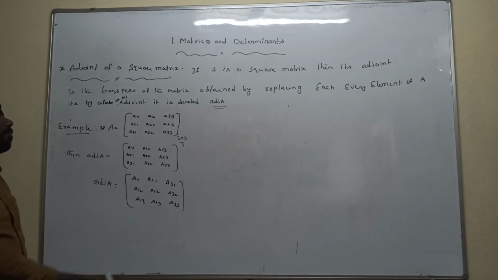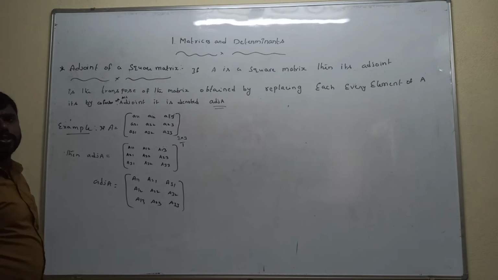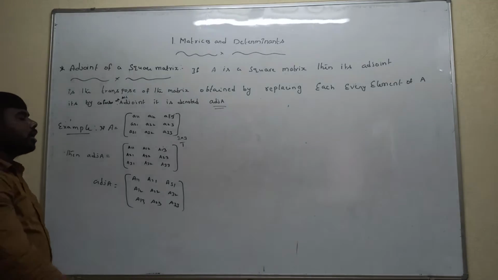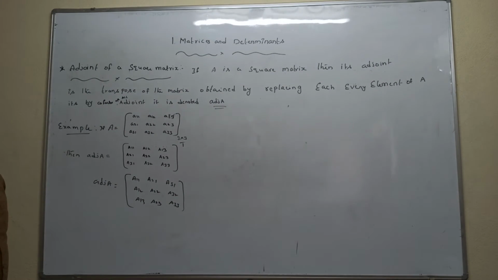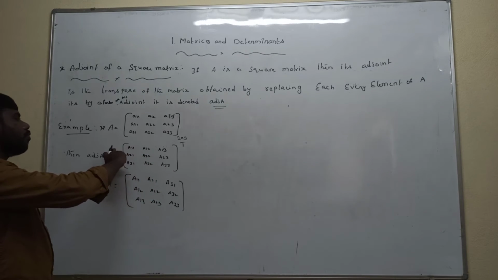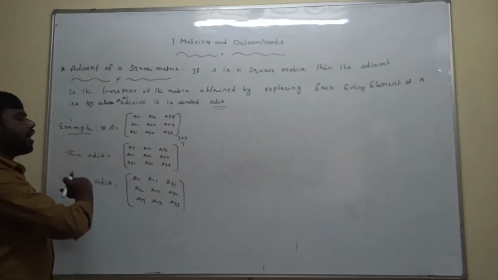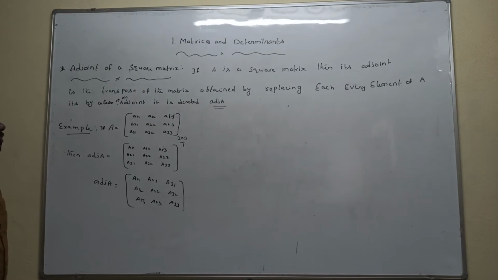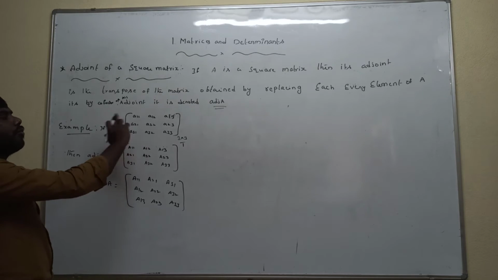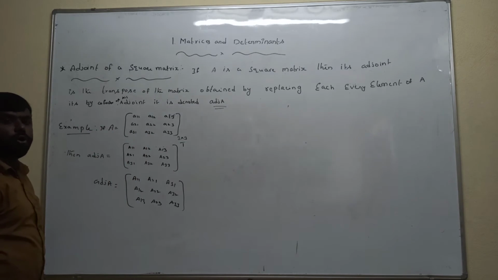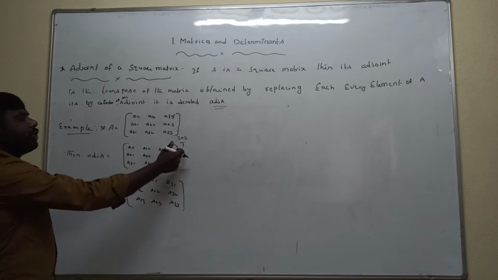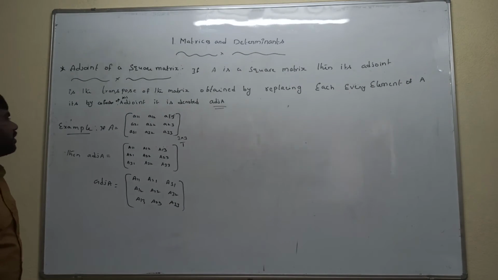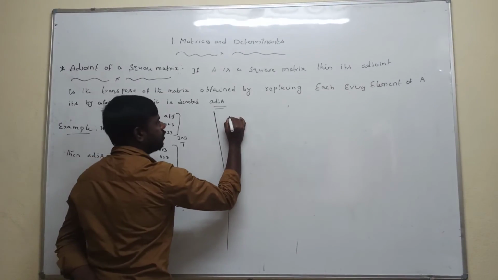So first of all, what is the given matrix? How to find the adjoint of A: if A is a square matrix, then the adjoint of A is the transpose of the matrix obtained by replacing each element of A by its cofactor. So definitely we need to calculate the cofactor of each element. After calculating the cofactor of each element, we substitute in the adjoint of A formula. After that we need to calculate the transpose of the matrix. See one example. Example here, students.